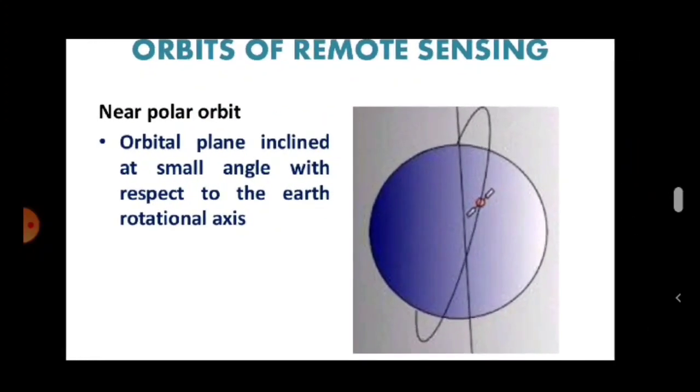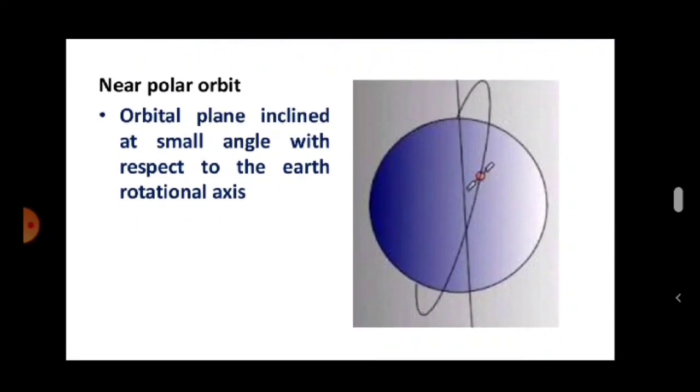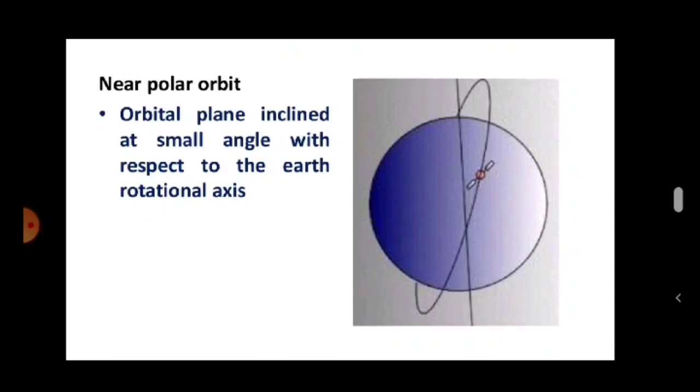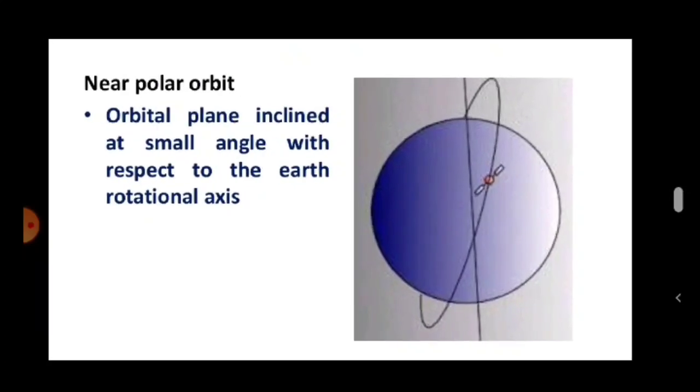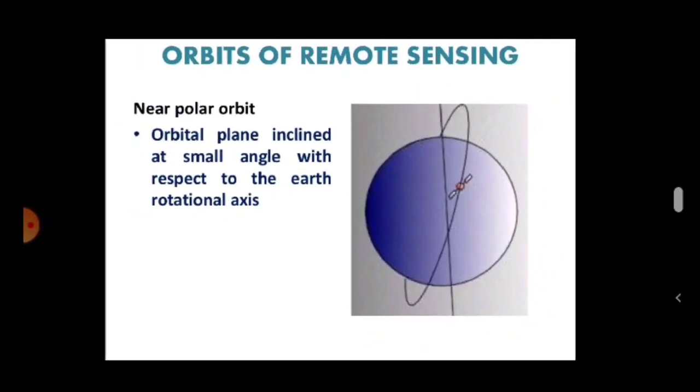Then when it comes to near polar orbit, here the orbital plane is inclined at a small angle compared to the previous one. The inclination angle is much smaller.